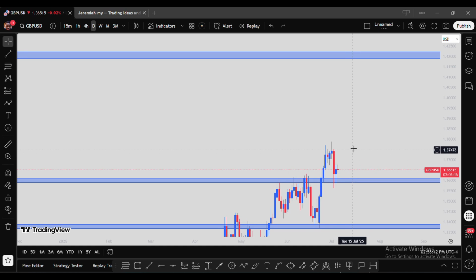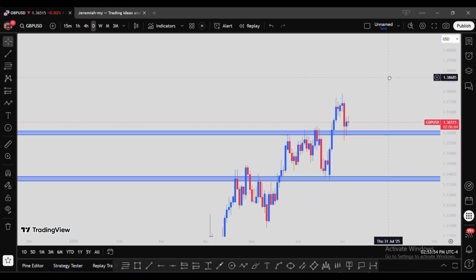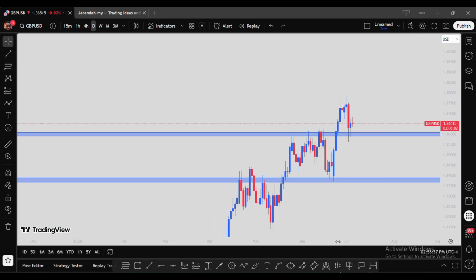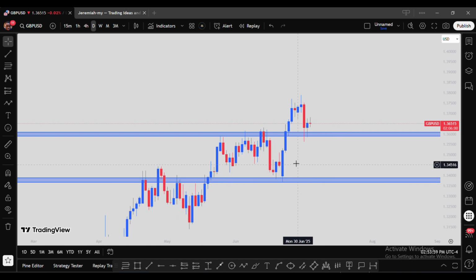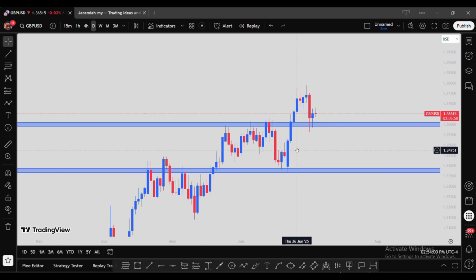If price continues back to the downside, we are going to be expecting a further movement to the upside, back to 1.4200. So that's going to be the next level target on GBPUSD, but that can only be possible if the US dollar continues back to the downside.